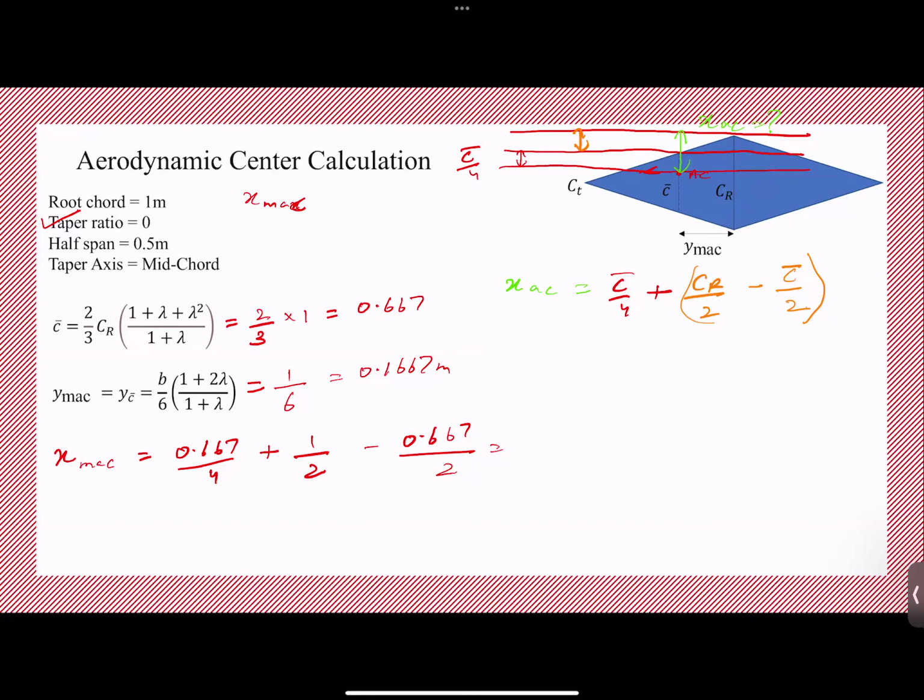Yeah, the x value is 0.16. If we add C bar by 4, we'll get the total here. So what is this XMAC? It's 0.3, right? Yeah, okay. So it's 0.333 meters. They've asked you to find out the aerodynamic center, so it's YAC and XAC.